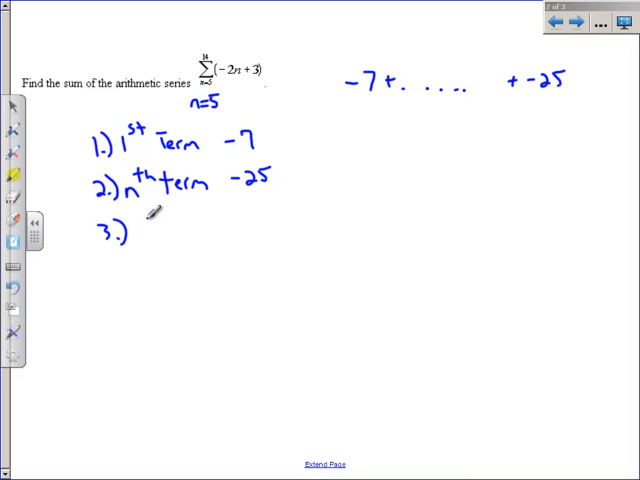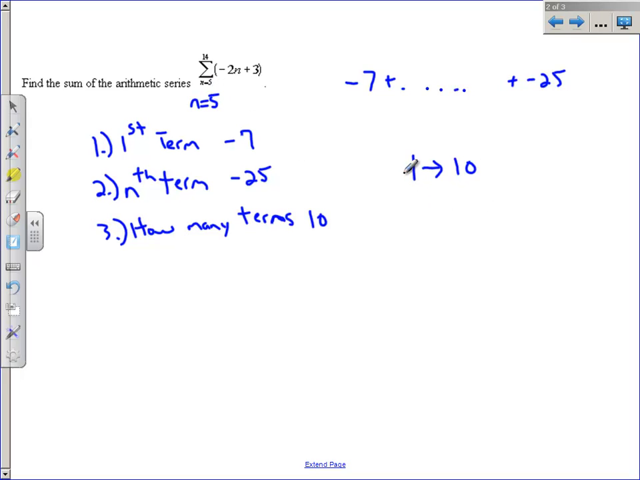Now what we have to answer is, how many terms are we dealing with here? We're going from 5 to 14, and I don't want you to get caught in the trap of subtracting 14 minus 5. For example, how many numbers are there from 1 to 10? I can't just subtract 10 minus 1 and say there's 9 numbers. That's not true. 1, 2, 3, 4, 5, 6, 7, 8, 9, 10. There's 10 of them. So from 5 to 14, there are 10 terms. I hope that makes sense.